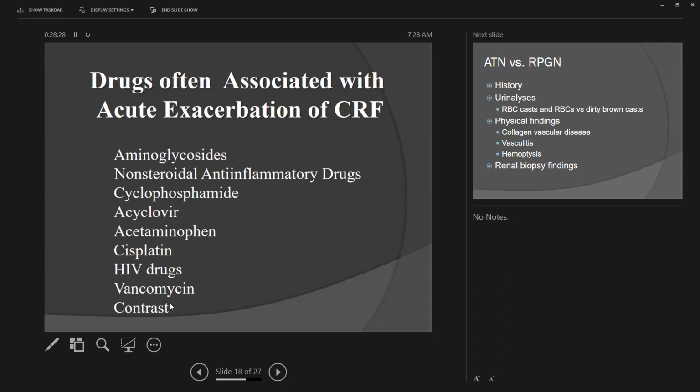Contrast is the other biggie. So non-steroidal anti-inflammatories, vancomycin, and contrast. We hardly use any aminoglycosides anymore.